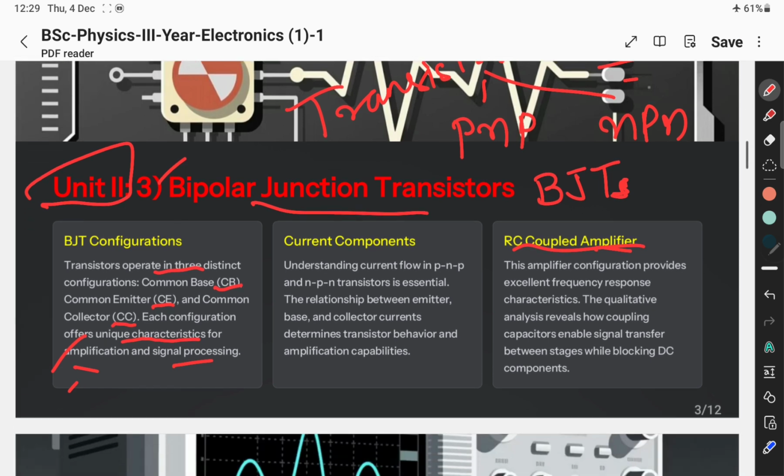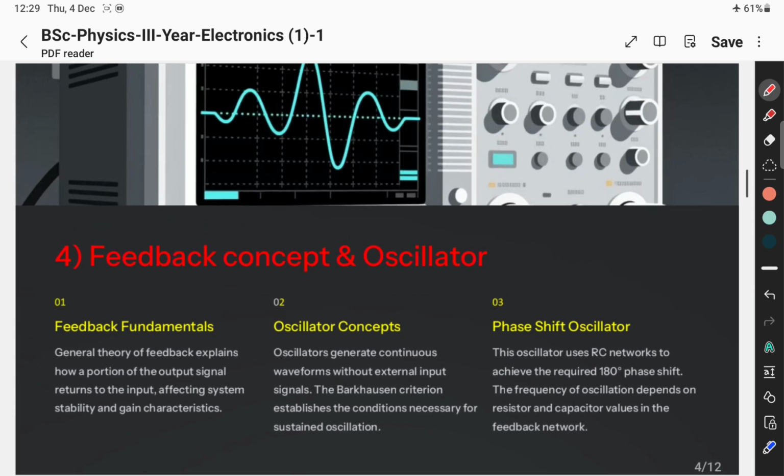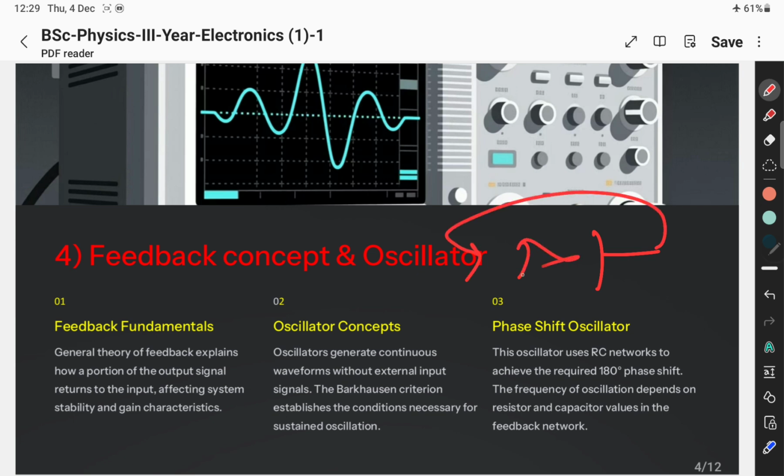Then comes the next part of unit 2, the fourth part, and that is feedback concept and oscillators. Here we'll discover what feedback is: sending some part of the output back to the input is called feedback. This can stabilize or destabilize the circuits. Then we come to the oscillator concepts.